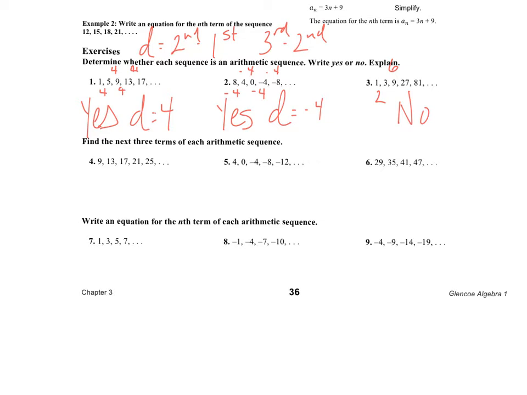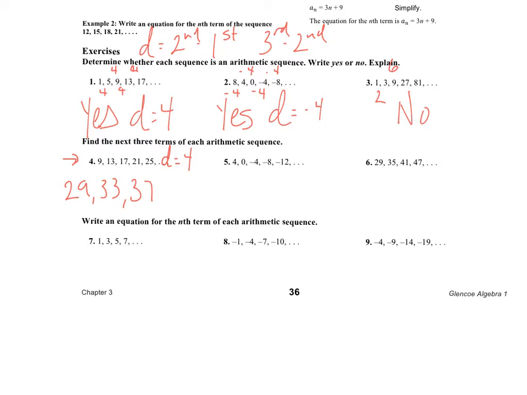All right, next, find the next 3 terms. We won't do this as much, but let's figure out the next 3 terms. First thing, figure out, is there a common difference? So 13 minus 9, 17 minus 13, 21 minus 17, 25 minus 21. Yes, we get a difference of 4. So this means 29 and 33 and 37. There's your next 3 terms.